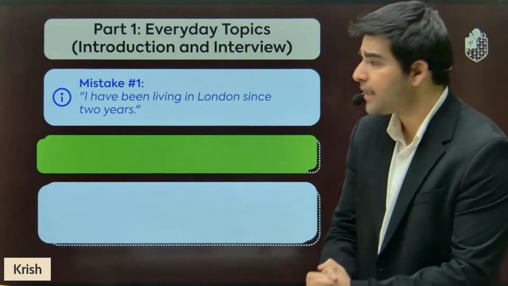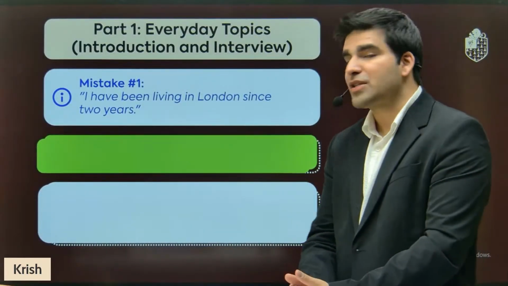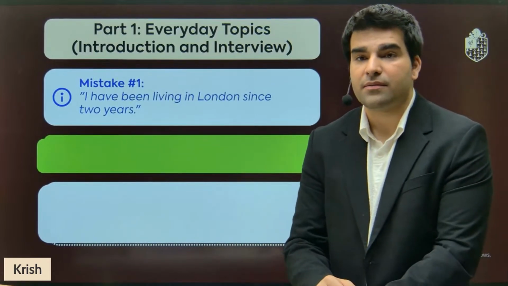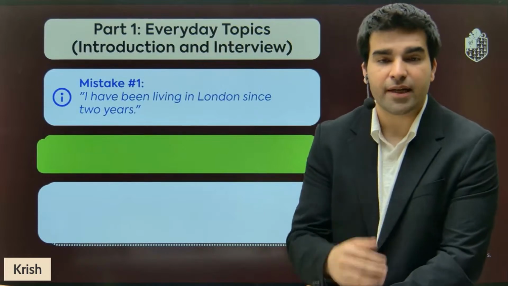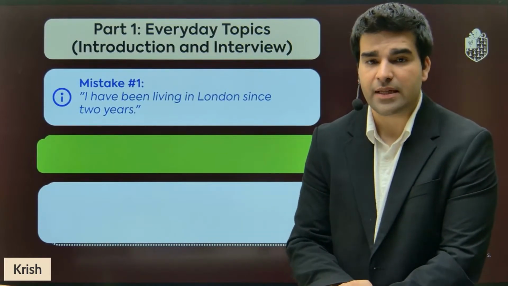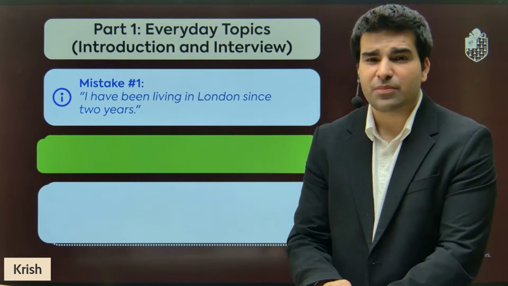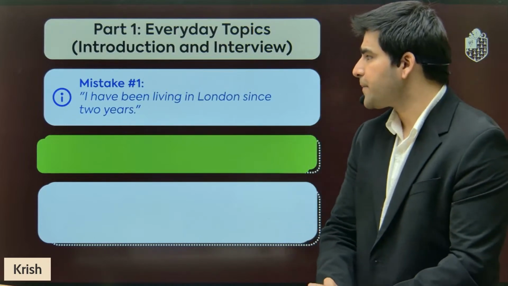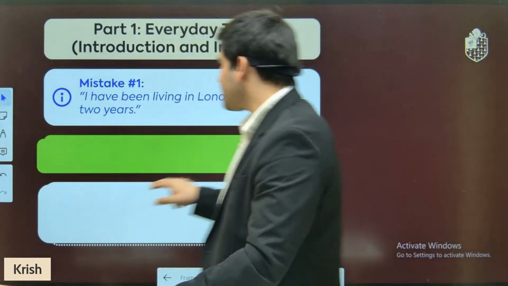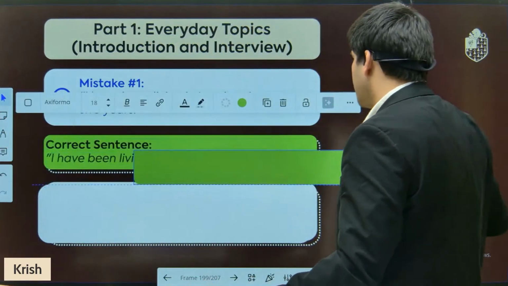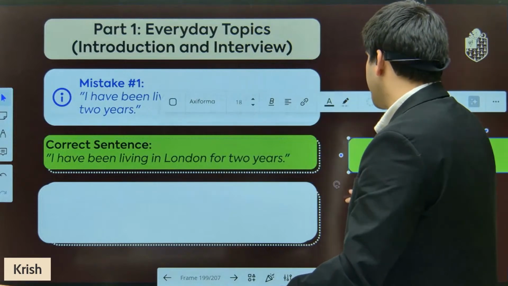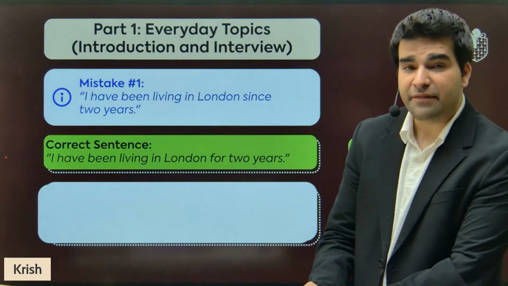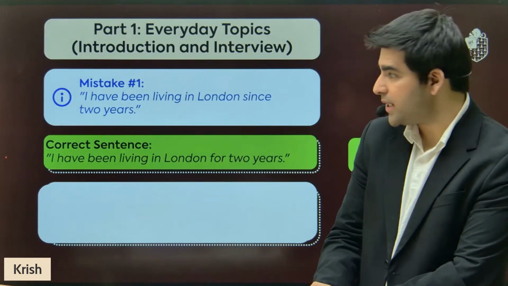So this is a part one mistake. I have been living in London since 2 years. No matter how advanced a speaker, verbally, not in written English, I've seen so many people make this slip. So what is the problem with this sentence? I have been living in London since 2 years. Classic. It's a classic. The correct sentence is: I have been living in London for 2 years.